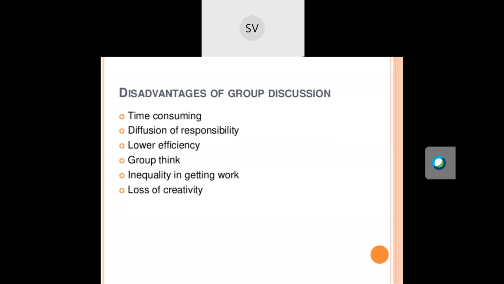Next slide is disadvantages of group discussion. In group discussion, we have limited time, it is time consuming, diffusion of responsibility, lower efficiency, groupthink, inequality in getting work, and loss of creativity.